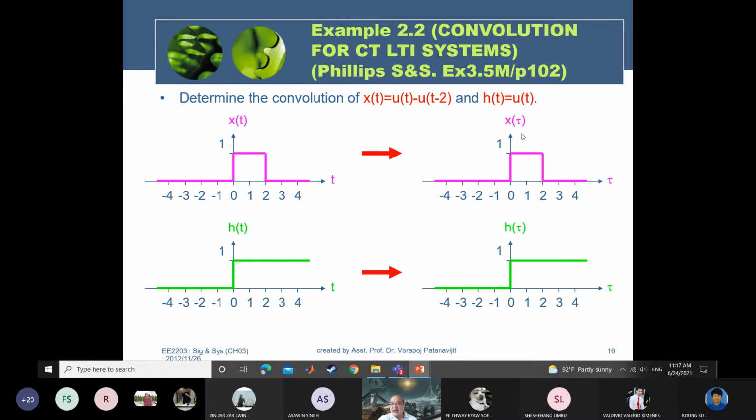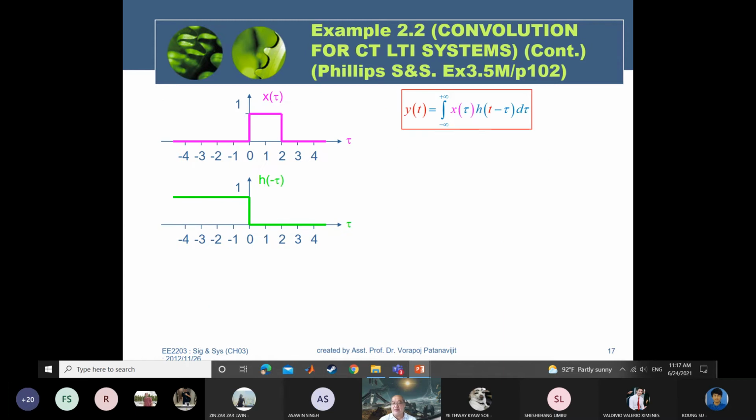Now next step, you can see that in this case the top one is more difficult, more complex than the bottom one. Therefore we will fix the pink one and we will process the green one. For the green one we take the time reversal, h(-τ). And after that you try to observe how many intersection patterns there can be.